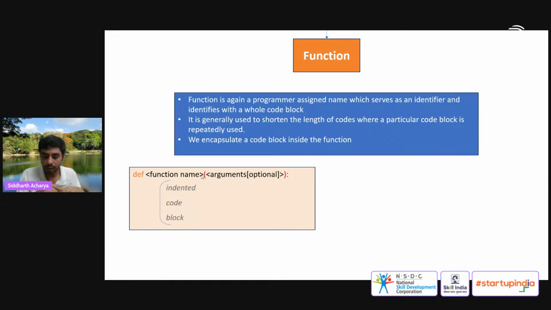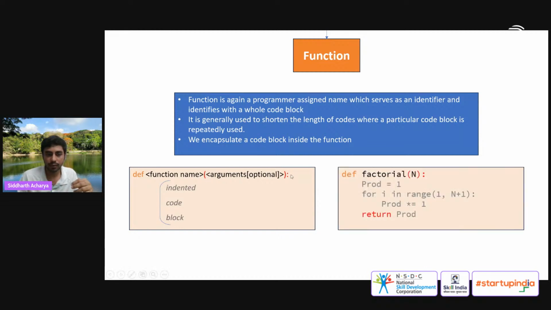What function name can you have? Any variable name can also be a function name. So the function name follows the same rules as variable names. There are some arguments. After that, you have to have these parentheses, and inside them there is space for some arguments. Arguments are what the code block requires as input. It is perfectly fine if the code does not require any input. You can leave this blank.